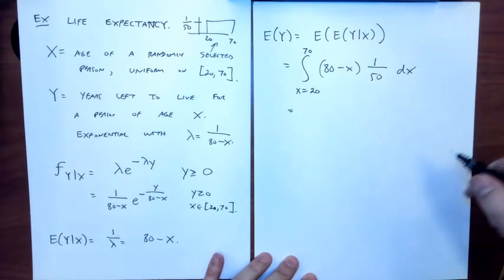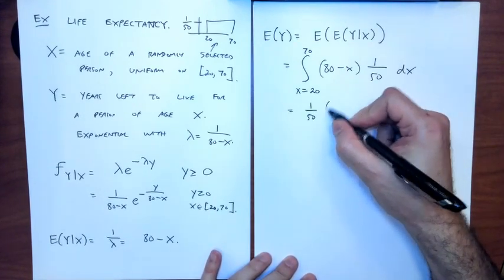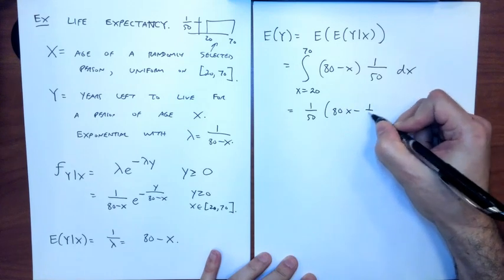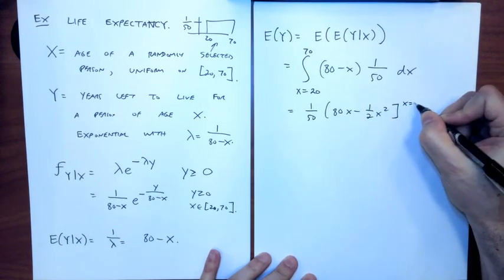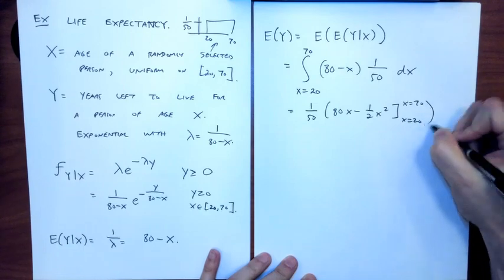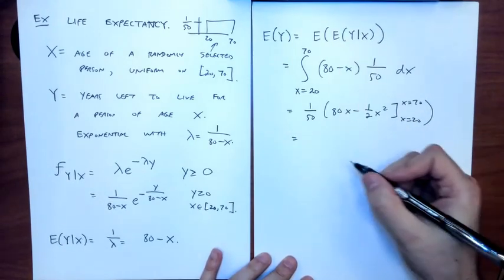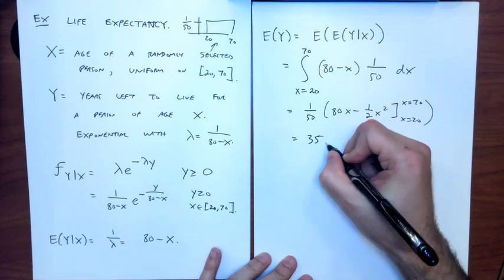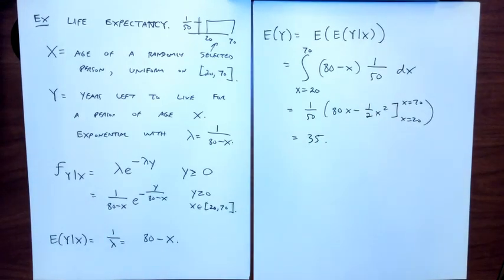And now this is a pretty easy integral to do. It's 1 over 50 times 80x minus 1/2 x squared at x equals 70, x equals 20. I could plug in my numbers and do my math. What I would come out with would be 35, right? So that would be the expected value of years left to live irrespective of age, kind of taking into account the age distribution of people. So questions or comments about this?